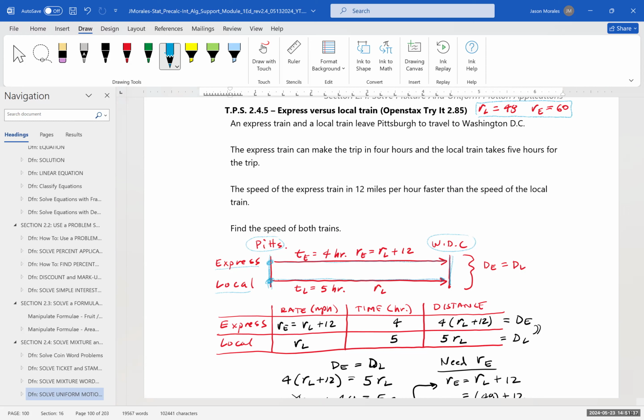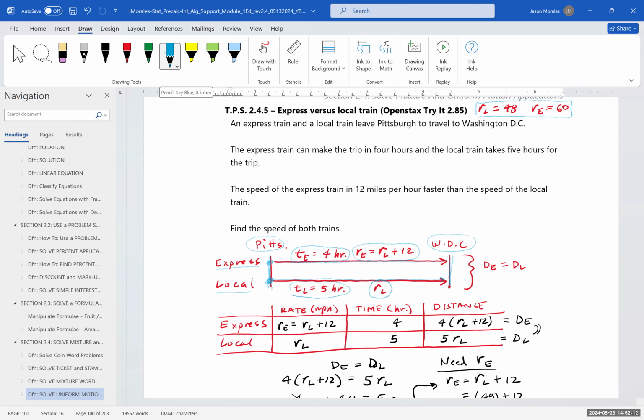And from the word problem, the time that it takes for the express train to make that trip is 4 hours. And the time it takes for the local train to make that trip is 5 hours. The speed or the rate of the express train, we're told, is the rate of the local train plus 12. And we're not given any information as far as the rate of the local train. So we just have to use a variable r sub l to represent the rate of the local train.